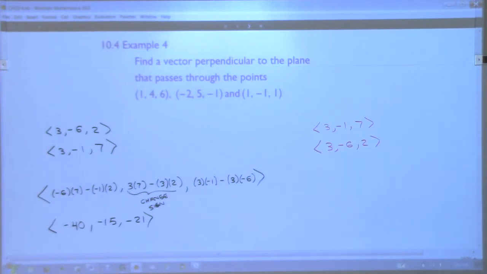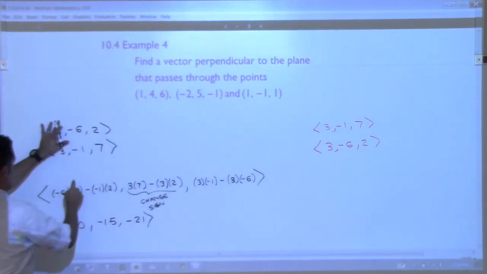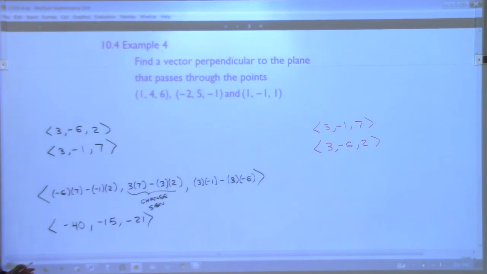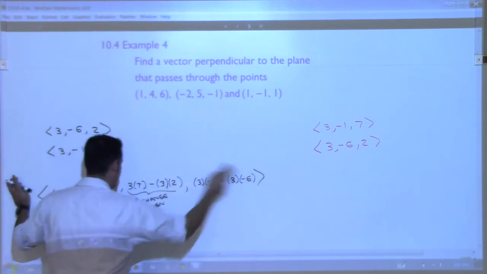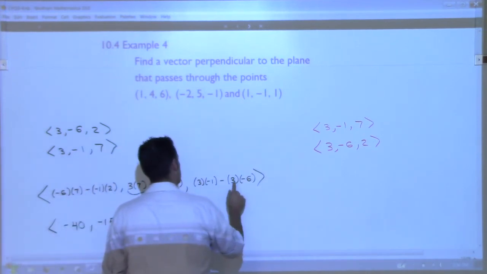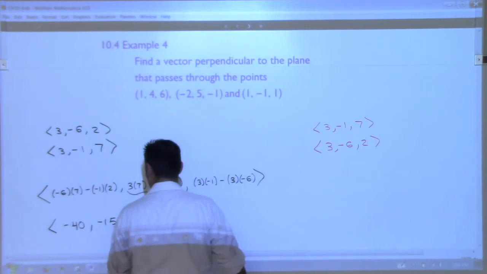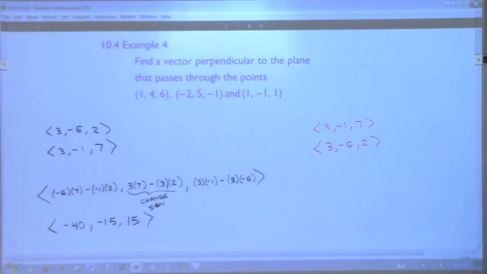Who got something? So how do you know? Wait, you did it the flipped way, right? Yes, I did the flipped way. Okay. What did you get? I got 40, -15, -15. Hold on, -3. So 40, and plus 18, sorry, my bad. -3 plus 18 is 15. Okay, my bad. 40, negative 15, negative 15.